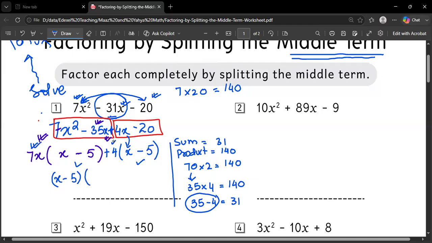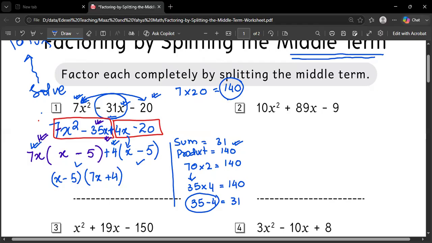7x and 4, right? So it will become... this is clear. Done. So we started by multiplying the two numbers, then we get one number, and then using this number, we found out two numbers whose product should be equal to 140 and whose sum should be equal to 31, or you can say minus 31. Then we can adjust the signs, right?